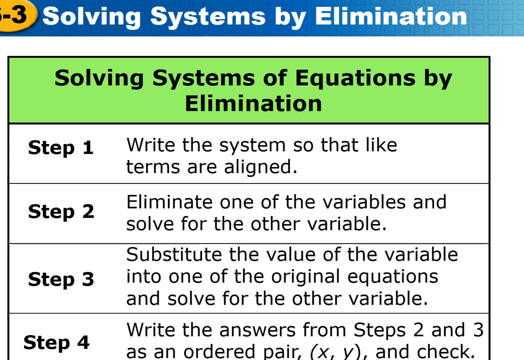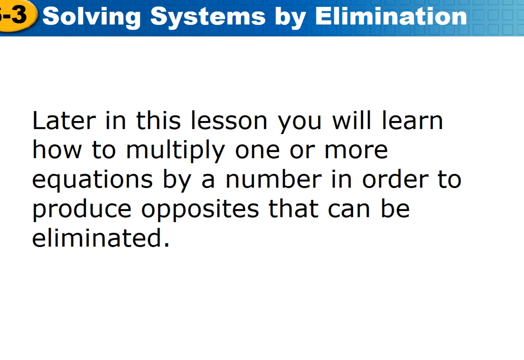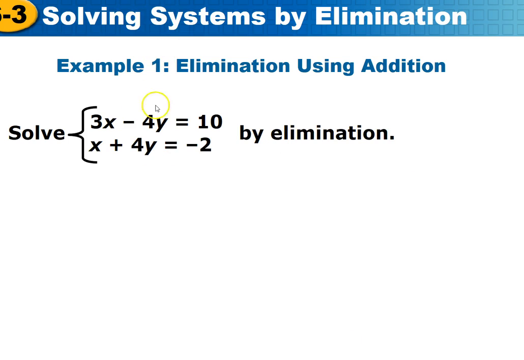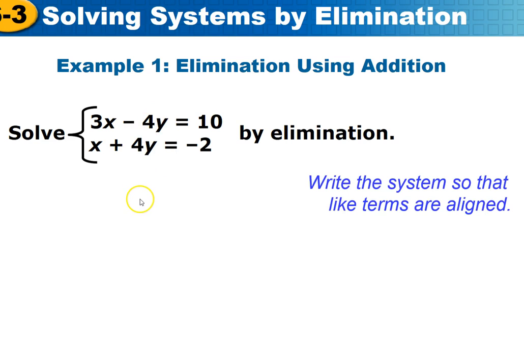And step 4, make sure that you always write the answers in the form of an ordered pair with parentheses, x and then y. And always plug in and just double check and make sure you've done your work right, okay? Here's an example. 3x minus 4y is 10, and x plus 4y is negative 2. So first, we're going to add the two equations together. See how we're lining them up.